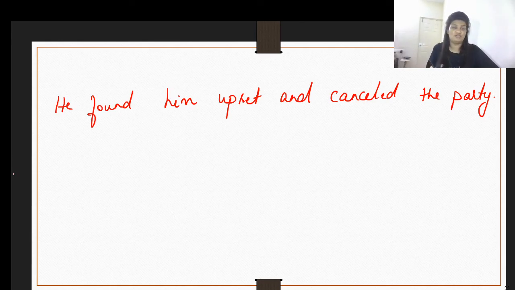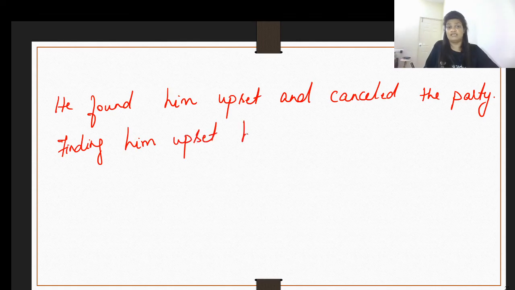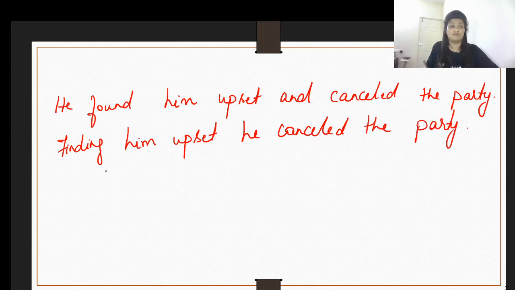So you gotta convert one of these clauses into a phrase. You have to convert one of these clauses into a phrase, and we are going to do that by bringing in a participle. That is like this: finding him upset, he cancelled the party. Finding him upset, he cancelled the party.